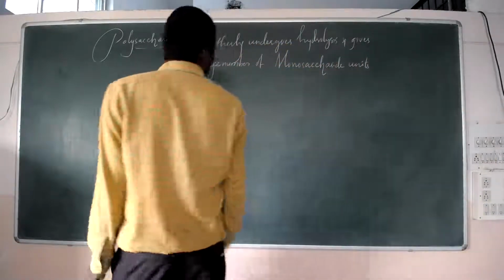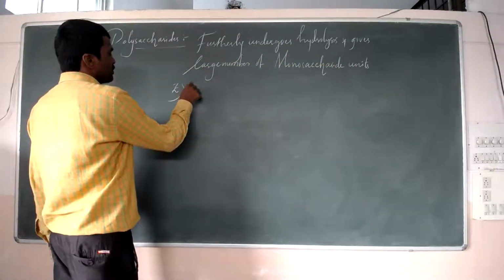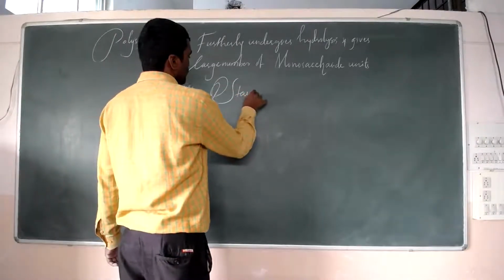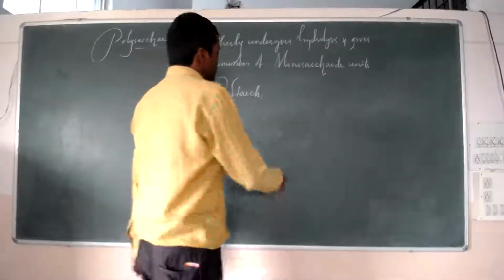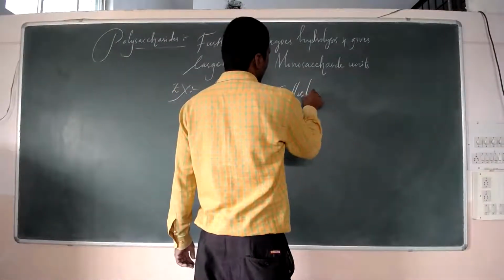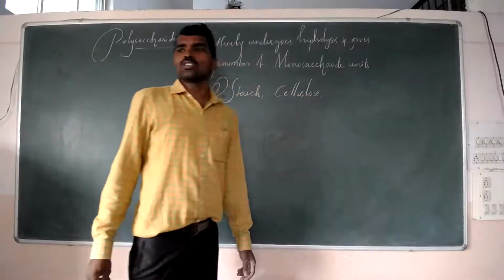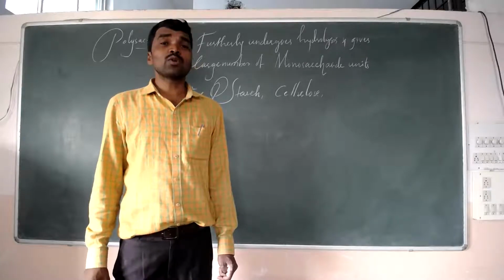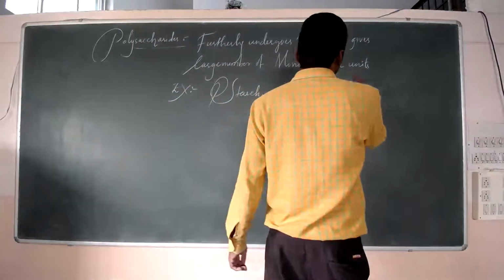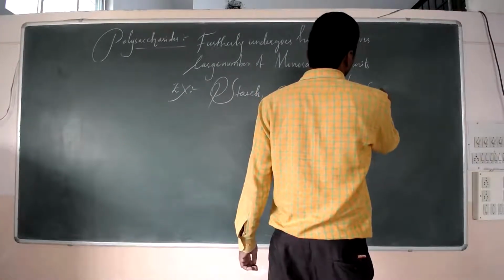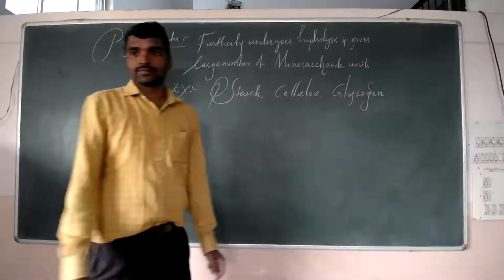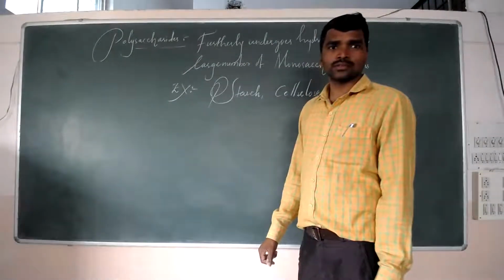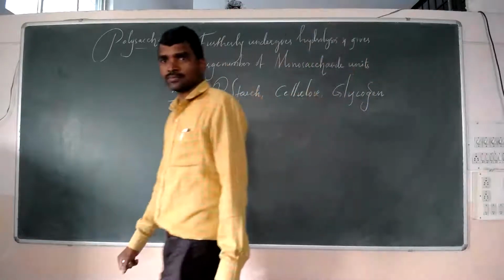If you want an example of polysaccharides, you can say starch, cellulose, and glycogen. Glycogen is called animal sugar, and it is also the best example of a polysaccharide. It is stored in muscles.